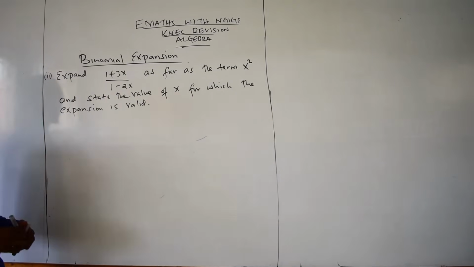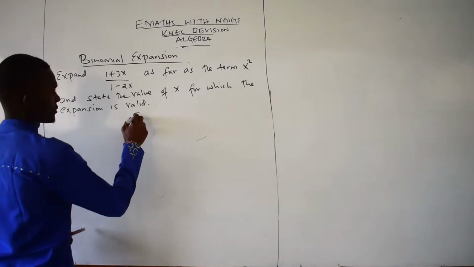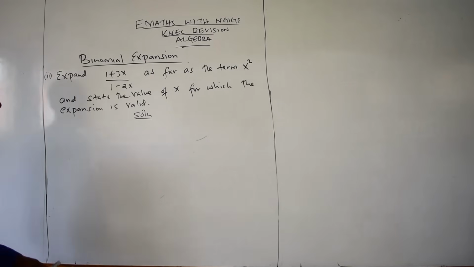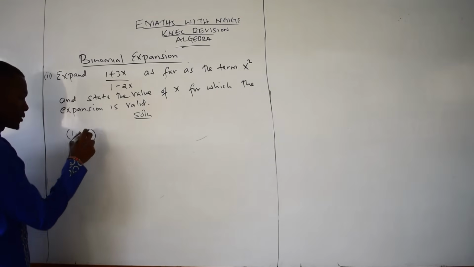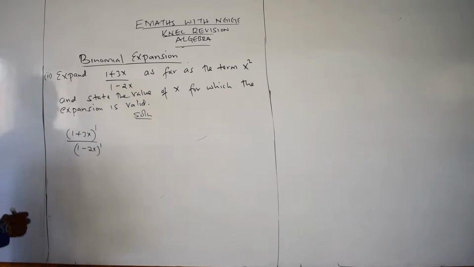So expand the function (1 + 3x)/(1 - 2x) up to the term in x squared, and state the values of x for which the expansion is valid. Now, solution. When you're not given the power of your expression, the power is always 1. So this is the same as saying (1 + 3x) to power 1 over (1 - 2x) to power 1.